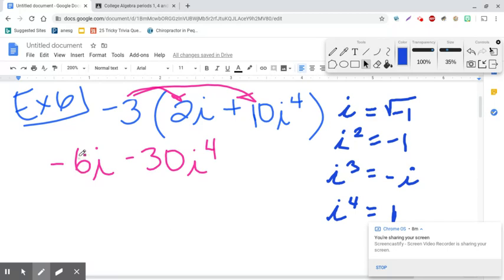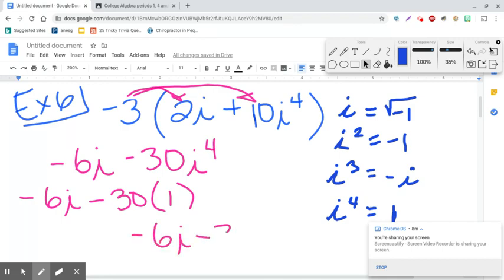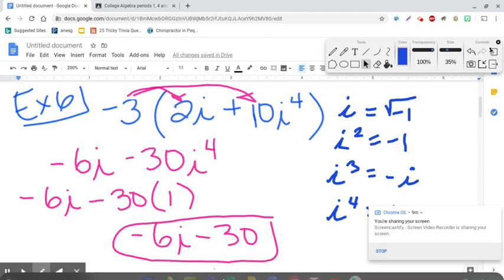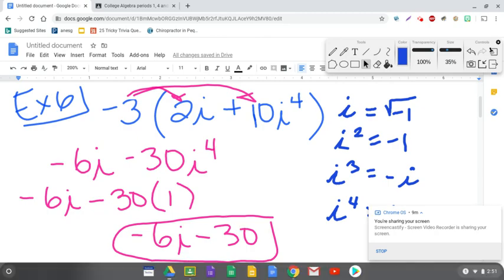Okay, we have an i. You don't need to do anything with i. It's already simplified. But we have an i to the fourth, which should equal positive 1. So this becomes negative 6i minus 30 times that i to the fourth became a positive 1. So our answer ends up being negative 6i minus 30. Bam, we're done. Nothing to do. We can't combine a 6i and a 30. So we are absolutely done.